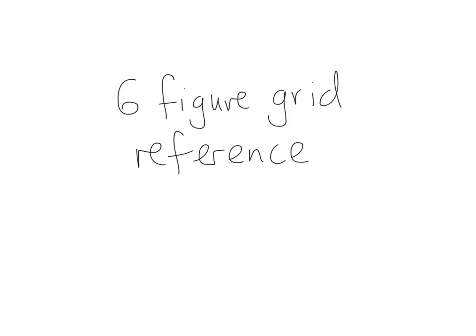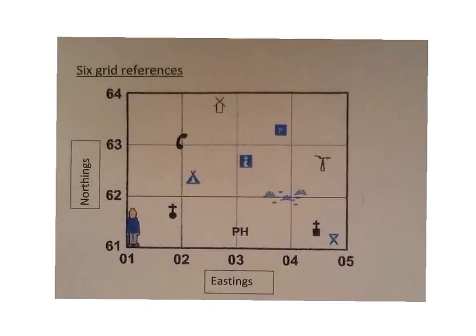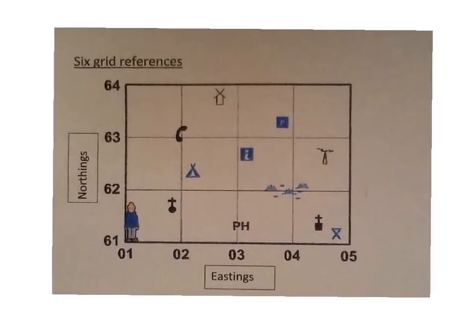This tutorial is about how to use a 6-figure grid reference. Let's take a look at a map. As we know from 4-figure grid references, all maps have along the bottom eastings and northings numbers.